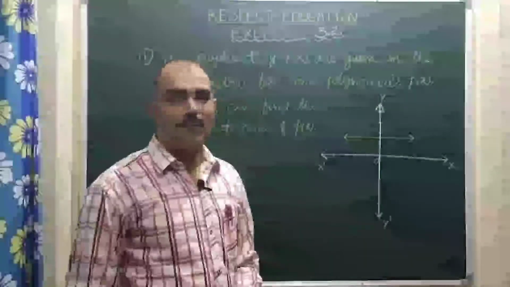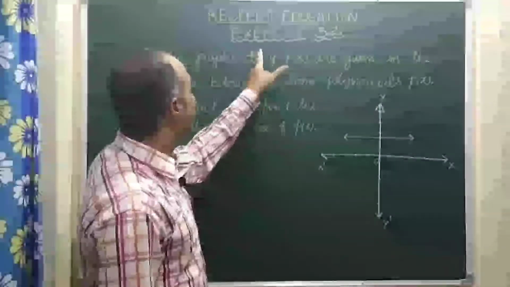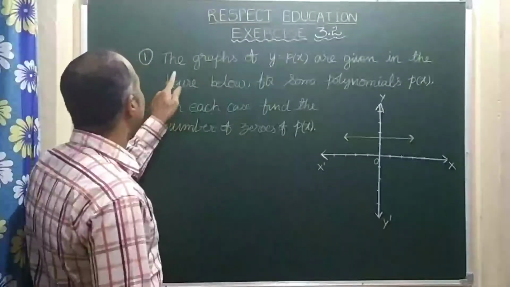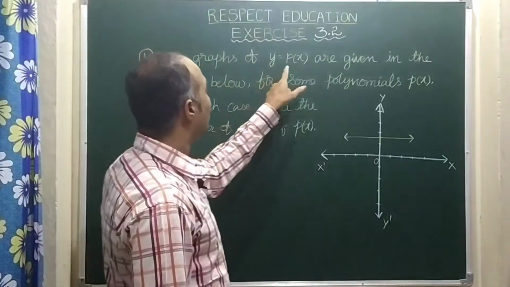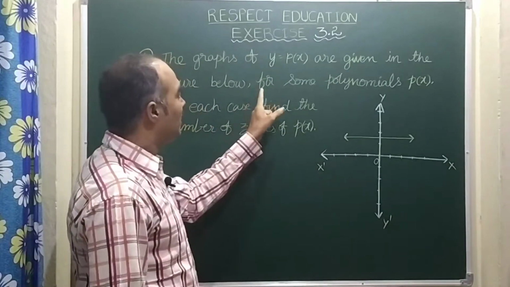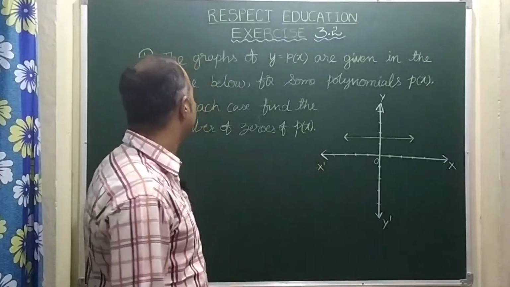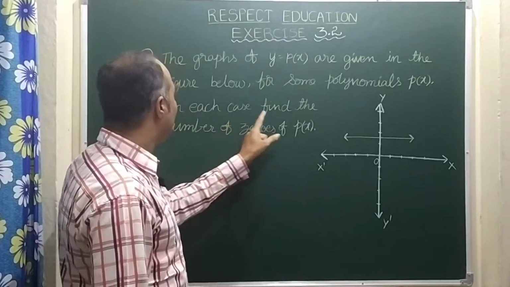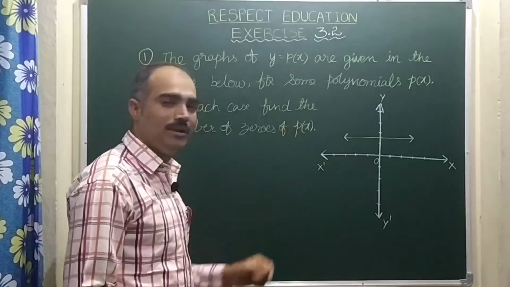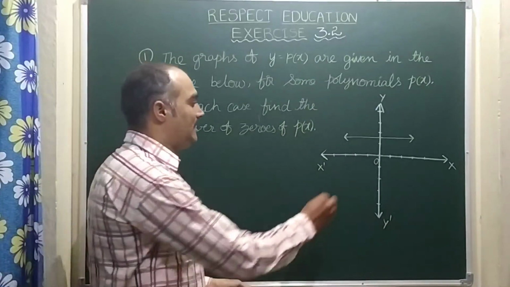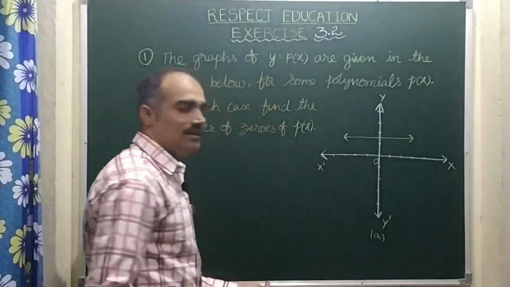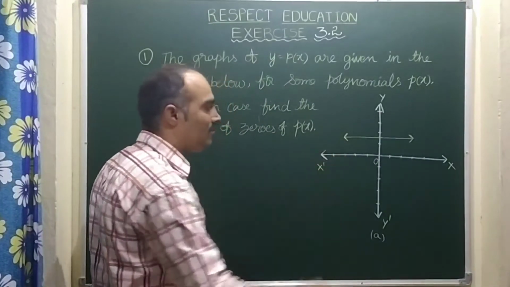Now we see chapter 3 polynomials in exercise 3.2, right? Let us see the first question. The graphs of y equal to p of x are given in the figure below for some polynomials p of x. In each case, find the number of zeros of the given polynomial p of x. See here, I have drawn figure A. This is the graph given for us, children.